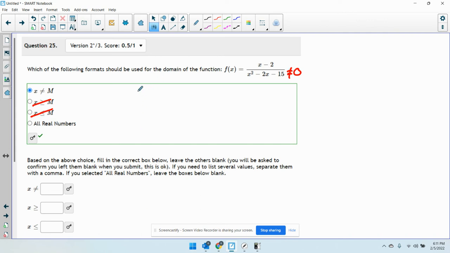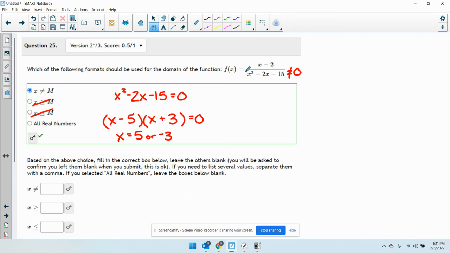Okay, so let's figure out what values make the denominator 0. So I have x squared minus 2x minus 15 equals 0. Well, this is going to factor. So this is x, multiplies to negative 15, adds up to negative 2. That's negative 5 and positive 3. So when you set those both equal to 0, you get x equals 5 or negative 3.